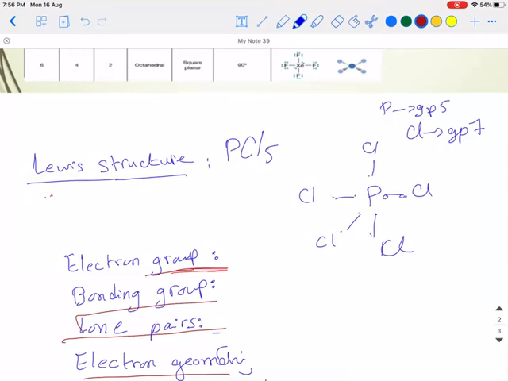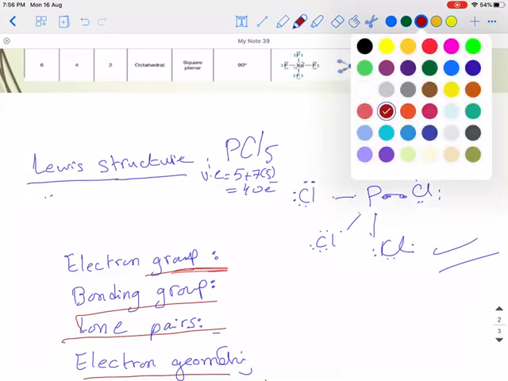Phosphorus has 1, 2, 3, 4, 5, 6, 7, 8, 9, 10 electrons, no problem, because as we said, any elements in period 3 and beyond can exceed the octet. Chlorine cannot exceed, it should have 8 around it, so 3 lone pairs and the bond makes 8. So each chlorine has 3 lone pairs and fills 8. If you count the electrons, the valence electrons are 5 plus 7 times 5, which is 40 electrons. So this is the Lewis structure.